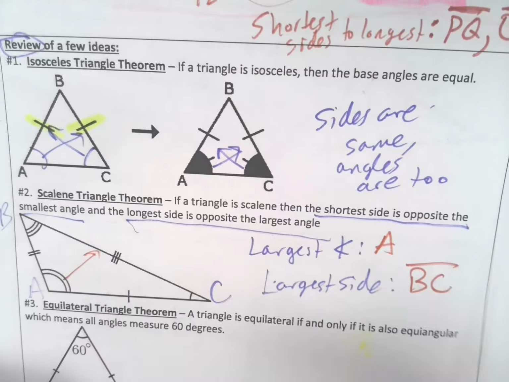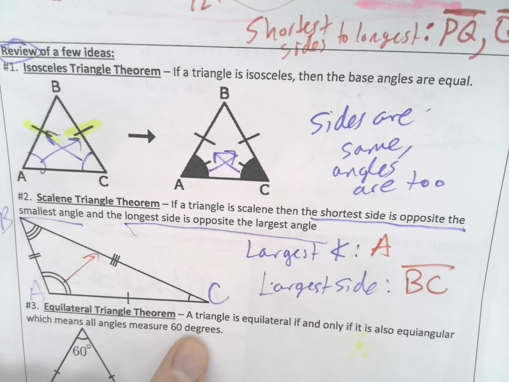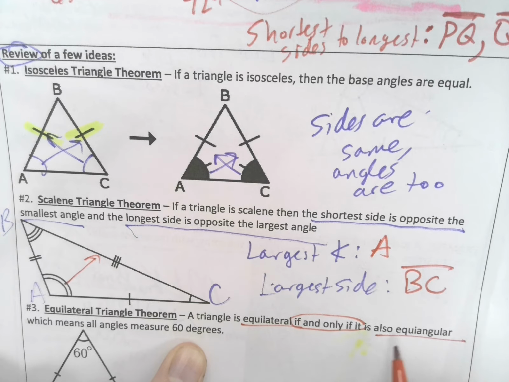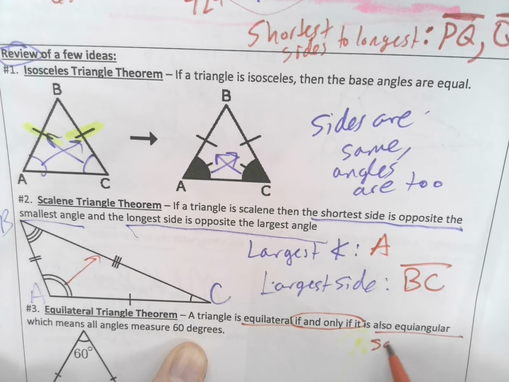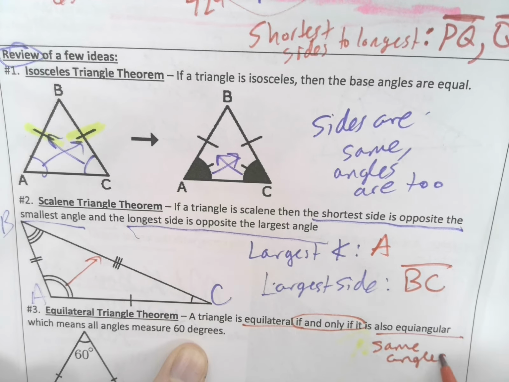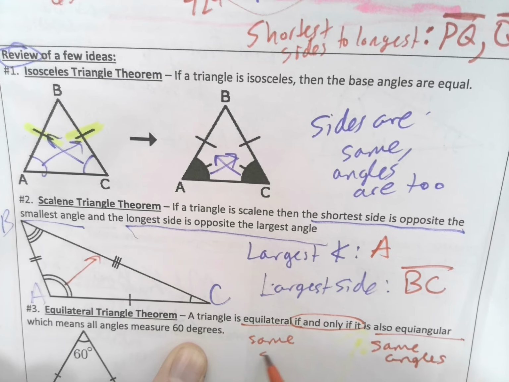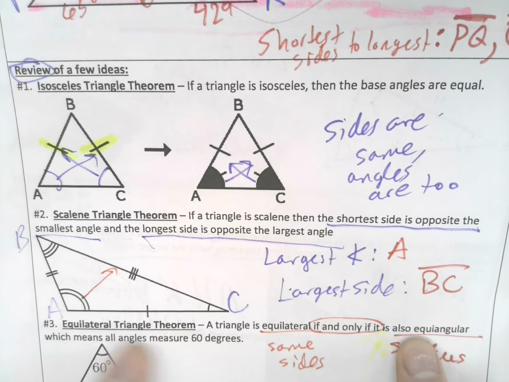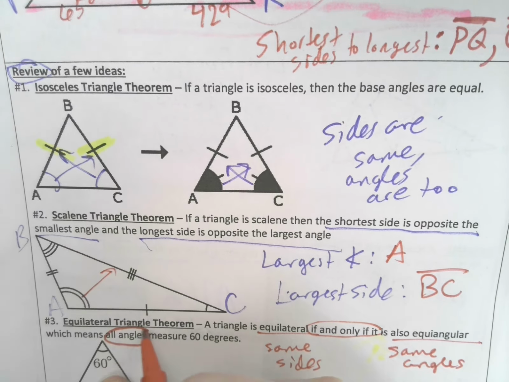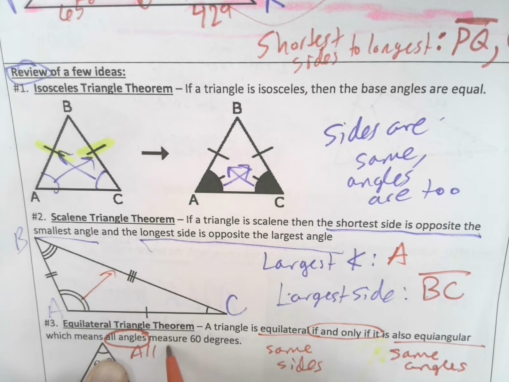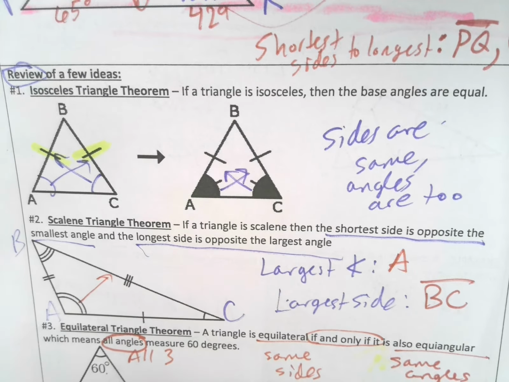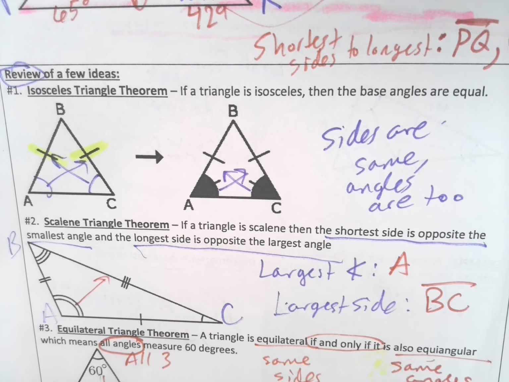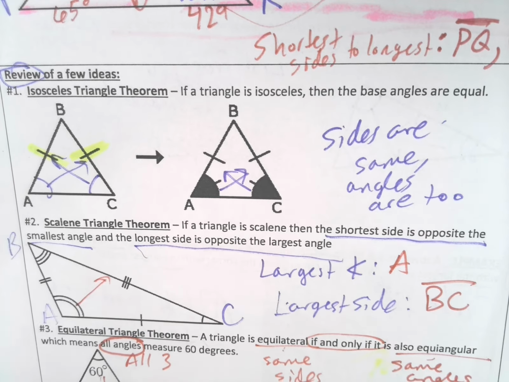And then finally, an equilateral triangle theorem, all this is saying is a triangle is equilateral if and only if it's also equiangular. That means same angles create same sides. Just like we talked about up here, except with an equilateral, it is all angles, all three. So 60, 60, 60, they all create, because they're equiangular, that means they're also equilateral, same sides.